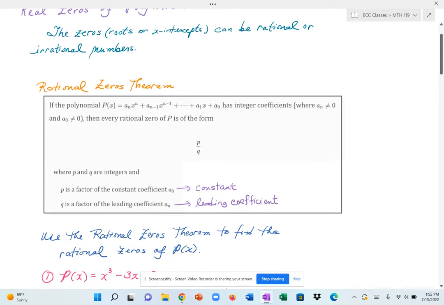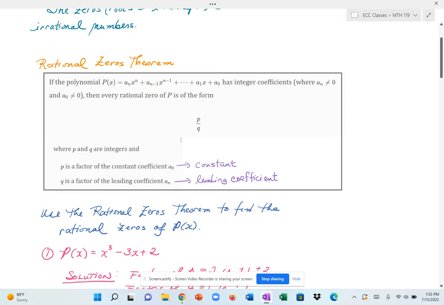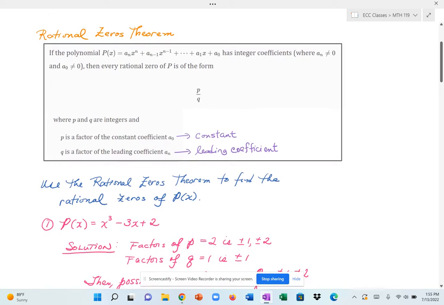Okay, so we're going to use the rational zeros theorem to find the rational zeros of p of x, where p of x is x to the third minus 3x plus 2. So the factors of p would be the factors of my constant 2, and those numbers are going to be plus or minus 1 or plus or minus 2. Always consider the positive or the negative numbers as possible factors, because a negative number will divide into 2 just like a positive number would.